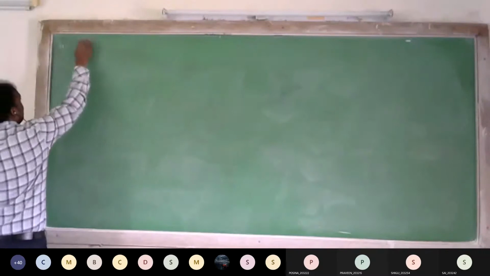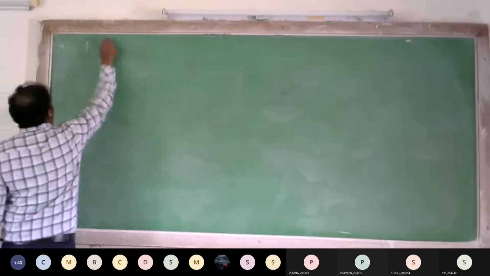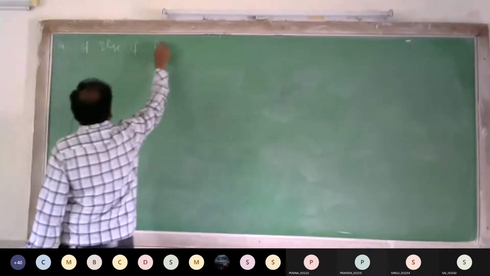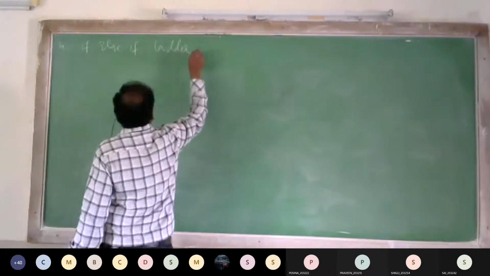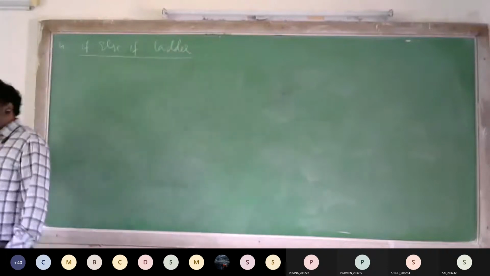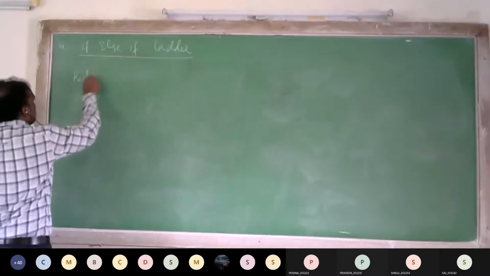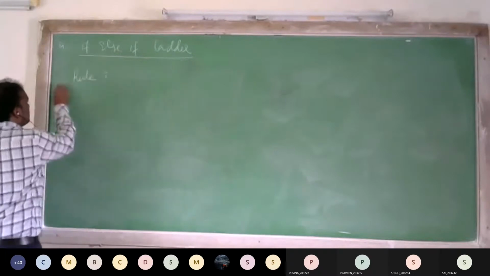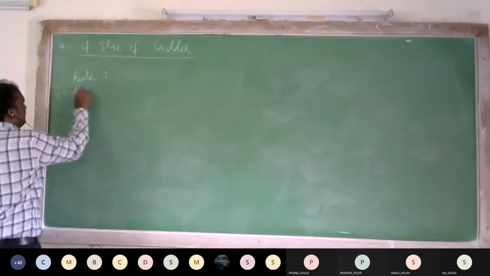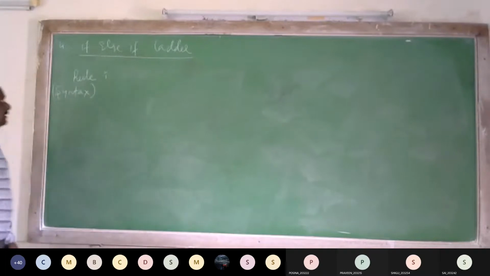Now fourth conditional control structure. The fourth conditional control structure is the if else if ladder. The rule. The rule is also called the syntax.